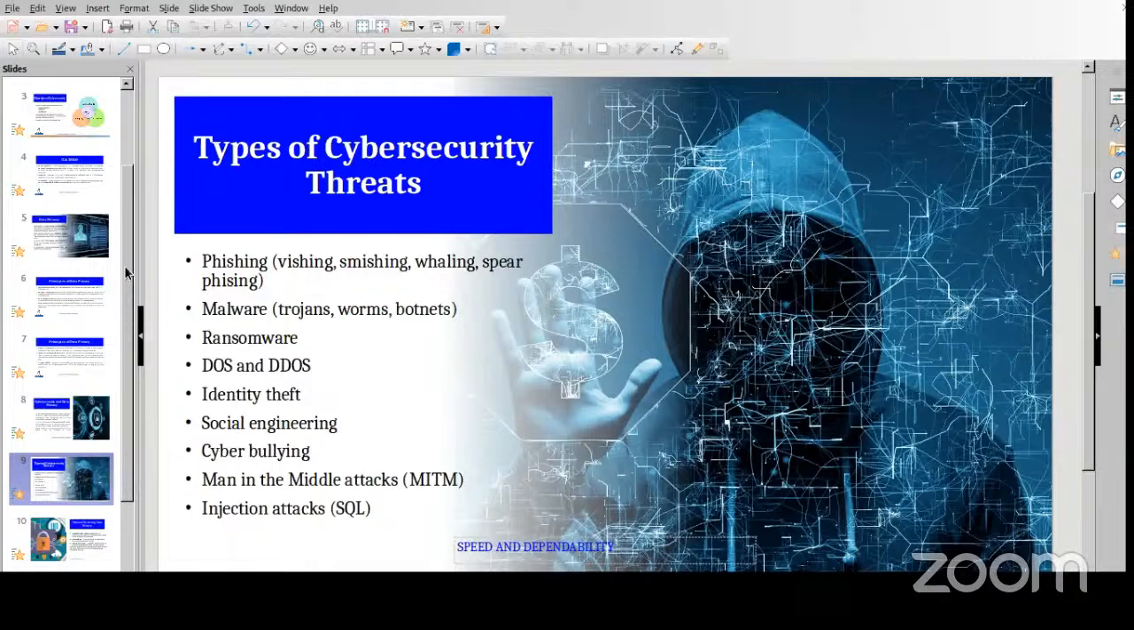For botnets and even worms, when you're thinking of botnets, you can think of infected computers that are actually used to perform these attacks, malware attacks.